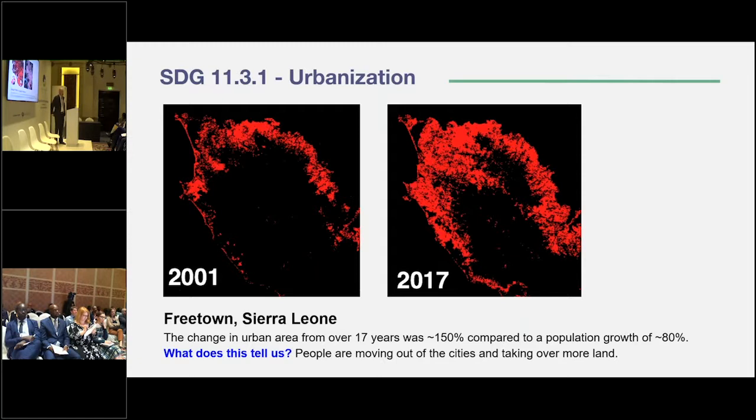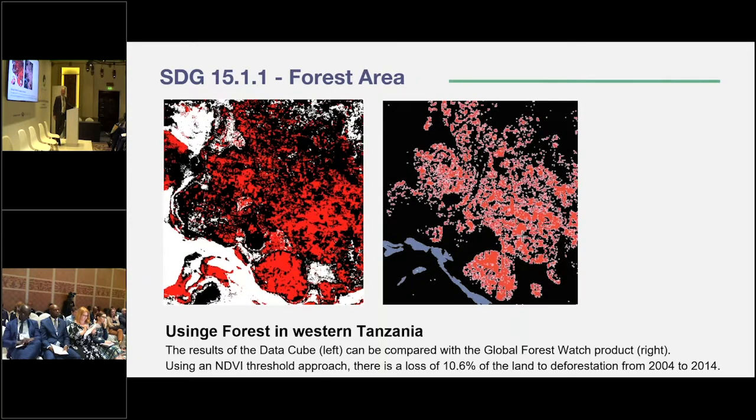So let's look at deforestation. 15.1.1 has to do with forest area. How well can I detect forest area?